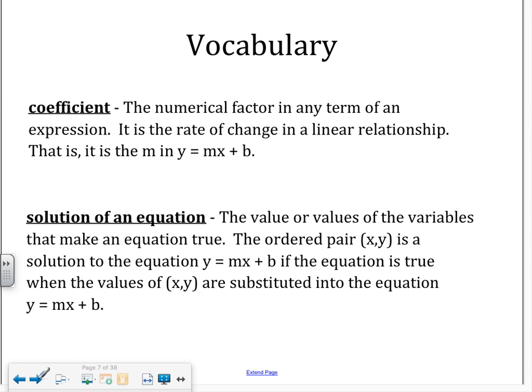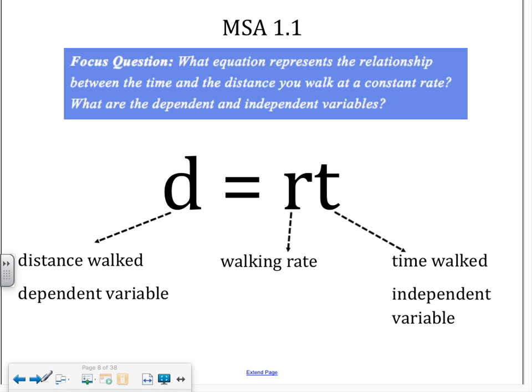We talked about the coefficient. That's the rate of change. So that's our m in y equals mx plus b. And then solutions, ordered pairs. They make the equation true when substituted in. They're on the graph of the line. They're in the table.